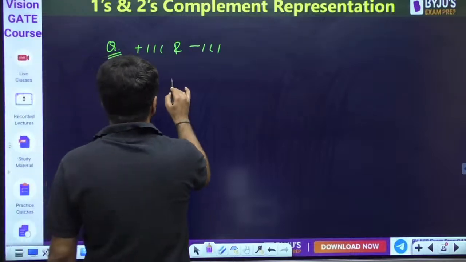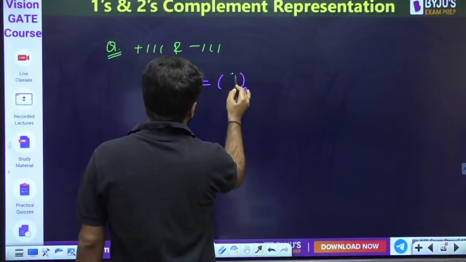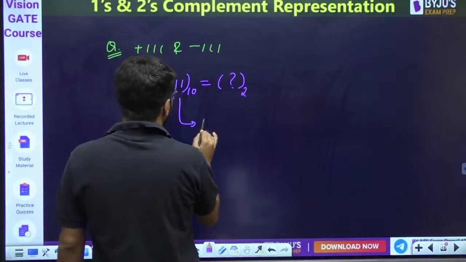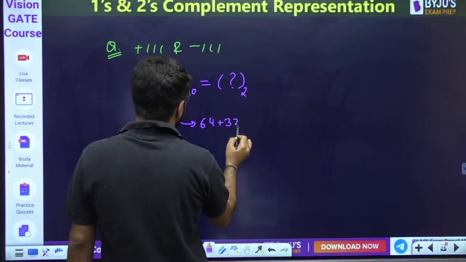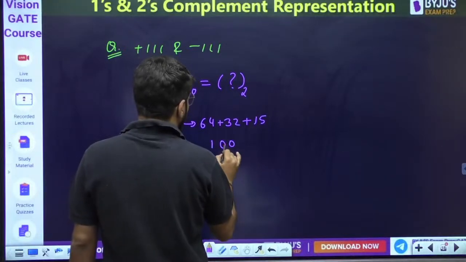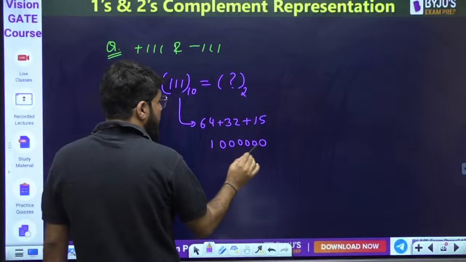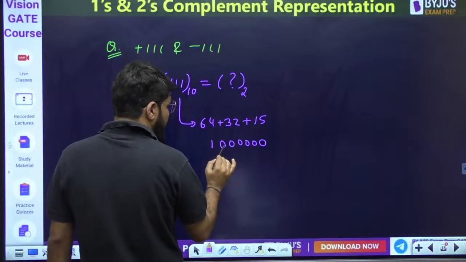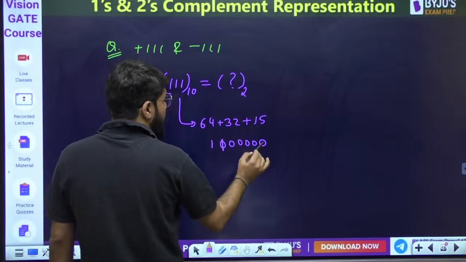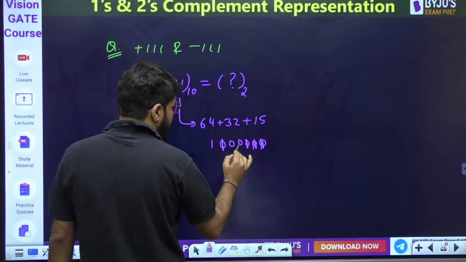First of all, the magnitude 111. What is its value in binary? 111 is 64, plus 32 is 96, and then a 15. 64 is 2 to the power 6, so 1 and 6 zeros. 32 is 2 to the power 5, so 1 and 5 zeros. 15 we all know is 1111, so the last 4 digits will add and become 1111.